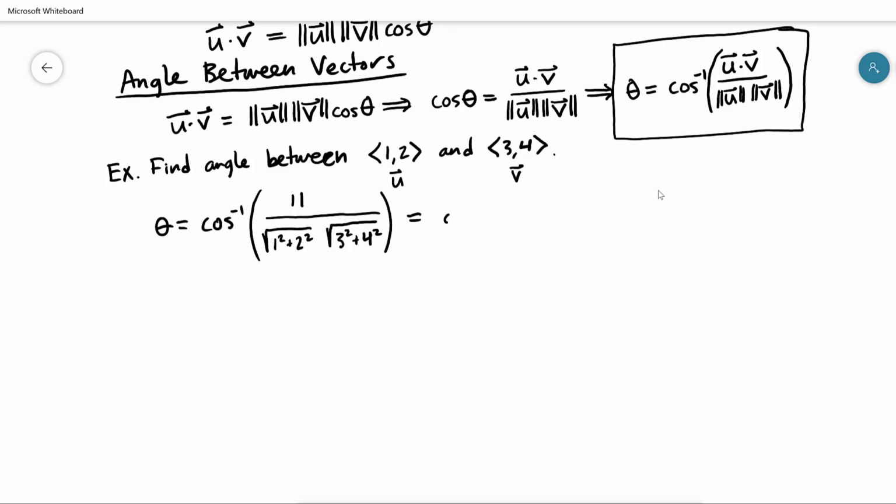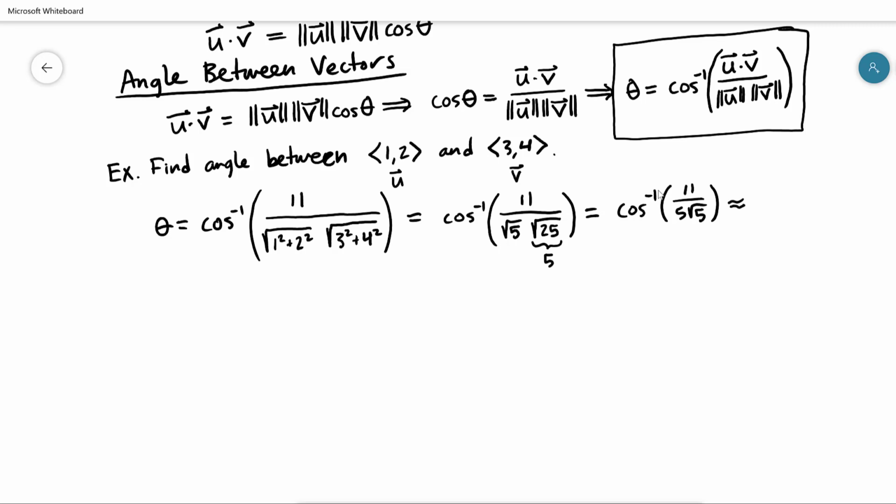And so we will get the inverse cosine of 11 on top. This first one is going to be root 5, and the second one is the square root of 25, which is just going to be 5. And so we will get the angle is going to be the inverse cosine of 11 over 5 root 5. And if you want to try to rationalize that denominator, that's fine. I'm just going to do this on the calculator real quickly and get an approximation of this in degrees.